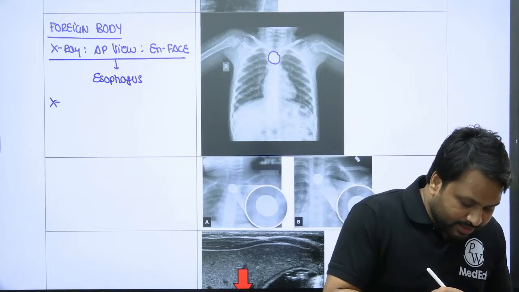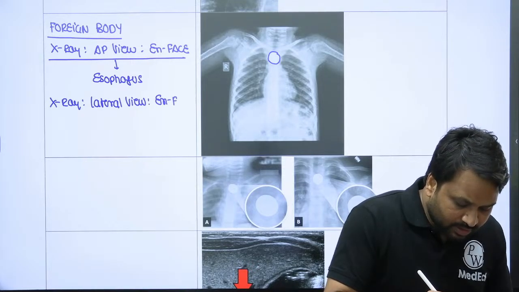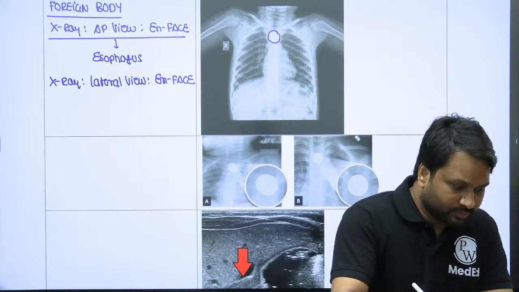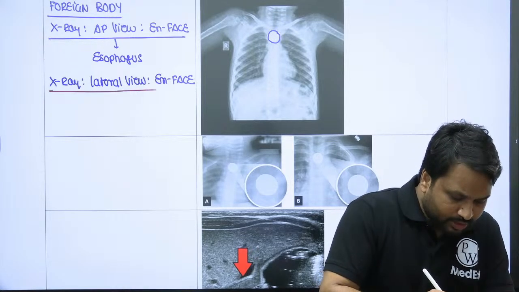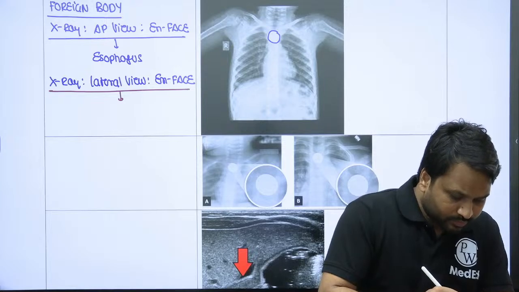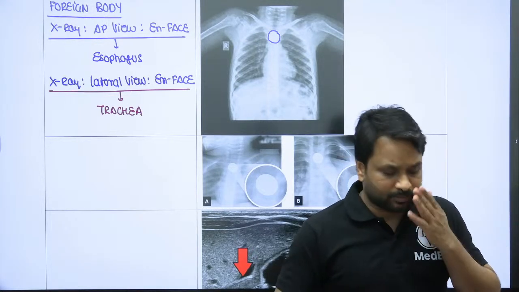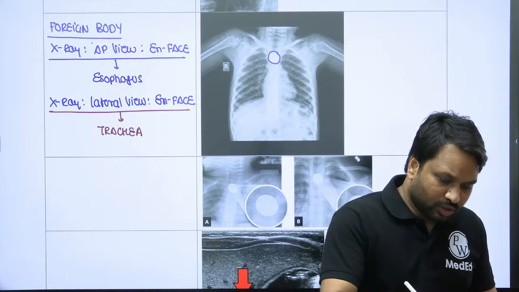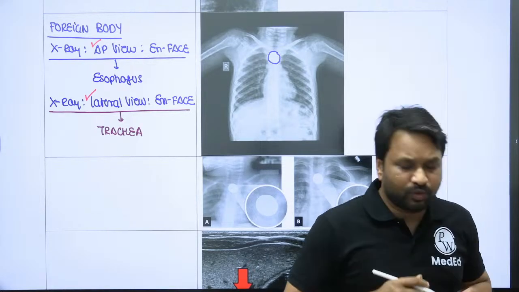But if you have an X-ray on a lateral view, and on a lateral view there is en face, then the foreign body is in the trachea. So if it is an AP view with en face, it is esophagus. If it is on a lateral view, it is going to be trachea.